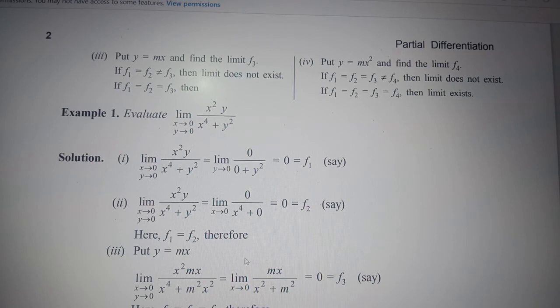First, we take the limit of x, then y. Second, we take the y value first and then the x value, and we check the functions. Then if they are equal, we continue the process by giving y is equal to mx, then y is equal to mx square, like that.